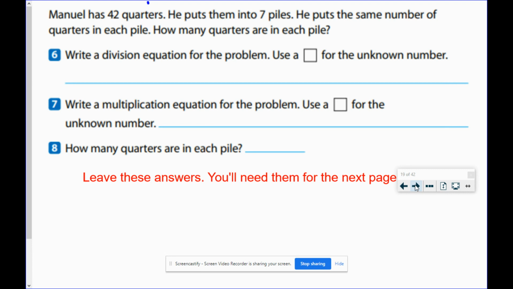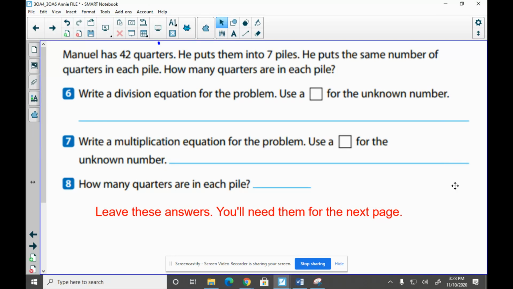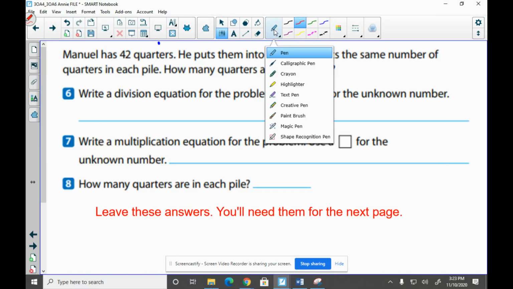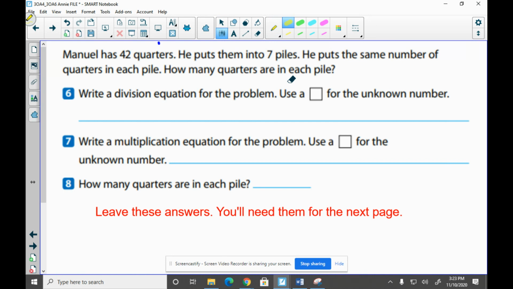I'm going to go back and reread that word problem a second time and highlight that important information. What am I given that I need to use? Manuel has 42 quarters. That's important. That's my total again. He puts them into 7 piles. Piles are like groups. He puts the same number, that's important, of quarters in each pile. How many quarters are in each pile? So I'm going to figure out how many go in each pile or group.